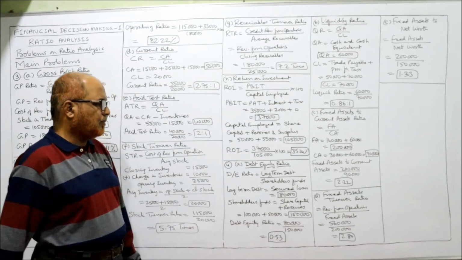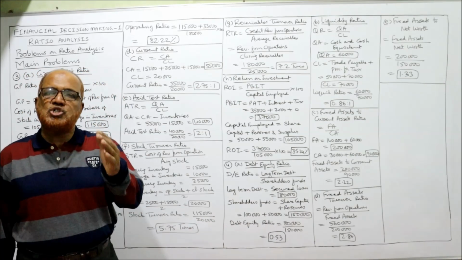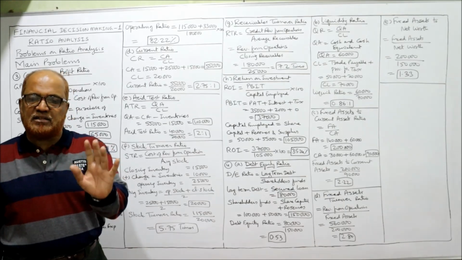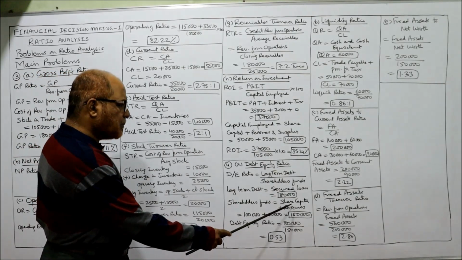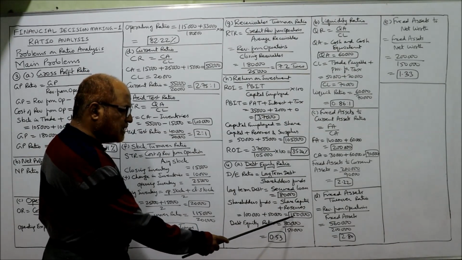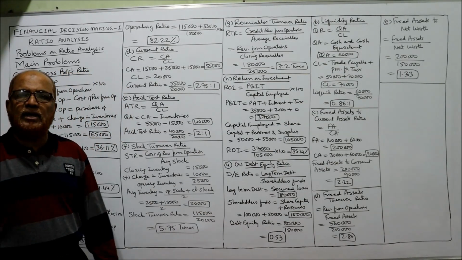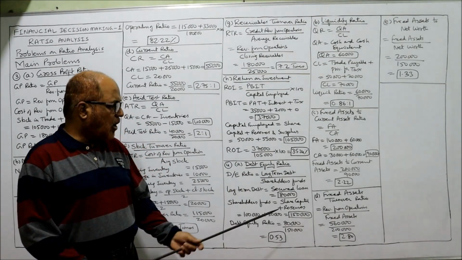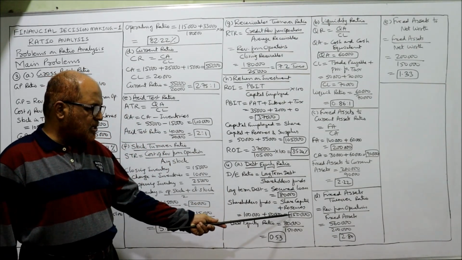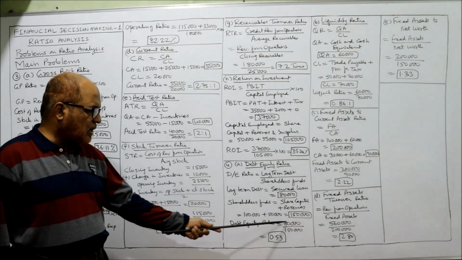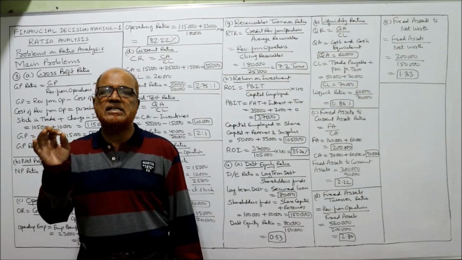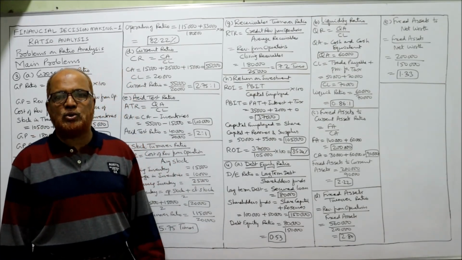And shareholders fund. Shareholders fund consists of share capital and reserves and surplus. Only shareholders fund we need. So share capital plus reserves and surplus: 1 lakh plus 50,000, that is 1,50,000. Now debt equity ratio is long-term debt divided by shareholders fund. Long-term debt is 80,000, shareholders fund is 1,50,000. So 80,000 divided by 1,50,000 is 0.53. This is the debt equity ratio.